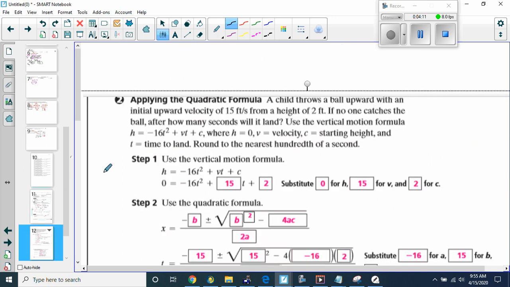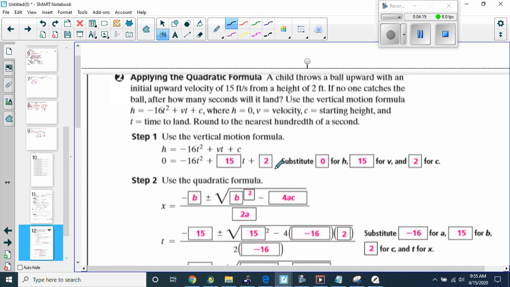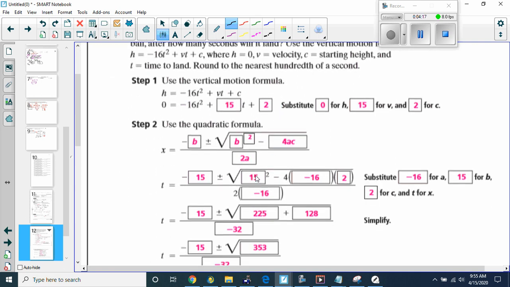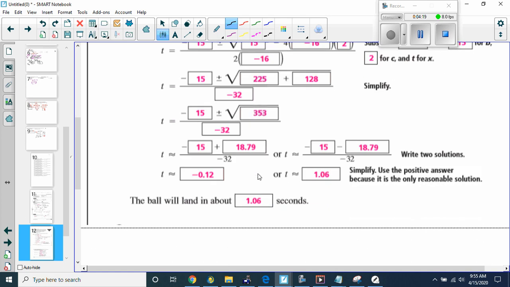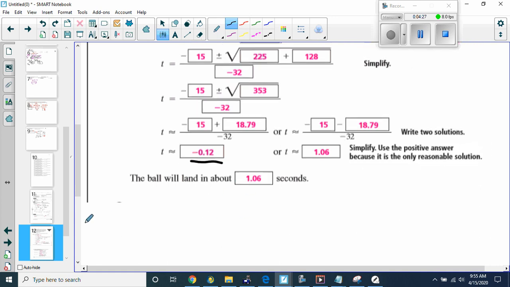You can also look at this question here, which they set up for you, and they use the quadratic formula also here. And the work is done here. You can look at this, and they get 1.6. They throw out the negative answer here because you want seconds to be positive.